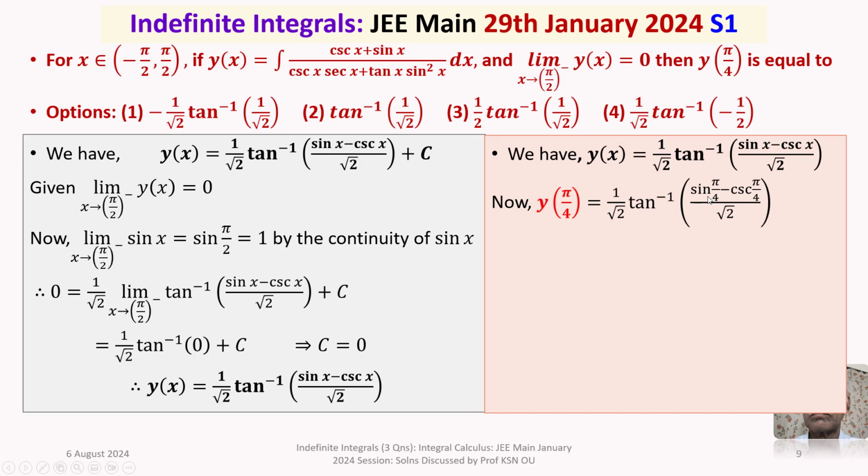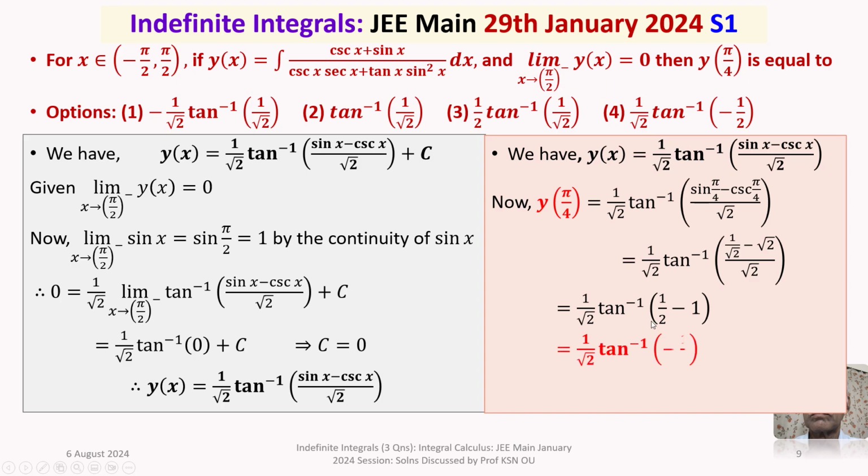And sin pi by 4 value is 1 by root 2, and cosecant pi by 4 value is root 2. Substitute in that, and now the whole thing divided by root 2. Now divide by root 2, then 1 by root 2 by root 2, that is 1 by 2, minus root 2 by root 2 is 1. So 1 by root 2 into tan inverse of 1 by 2 minus 1. And this is 1 by root 2 into tan inverse of minus 1 by 2.